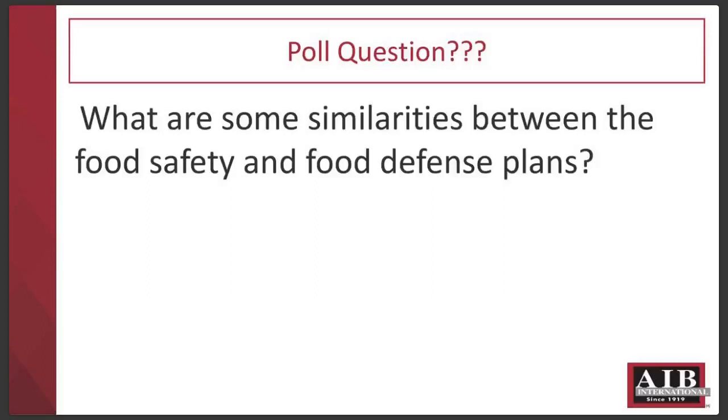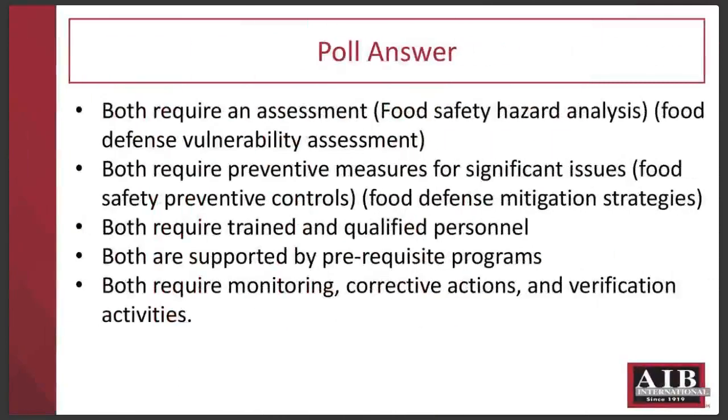Prevention, SOVROM. So all of those are some really good examples, and you guys are right for the most part. Here are some similarities. Like you guys were saying, both do require some sort of an assessment. For the food safety plan, we call it a hazard analysis. For food defense, we call it a vulnerability assessment.